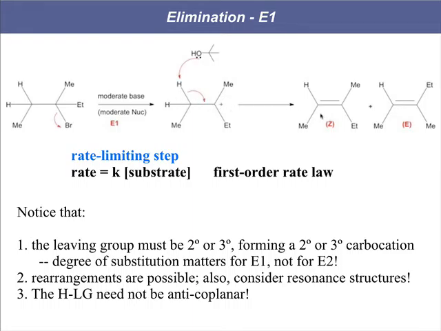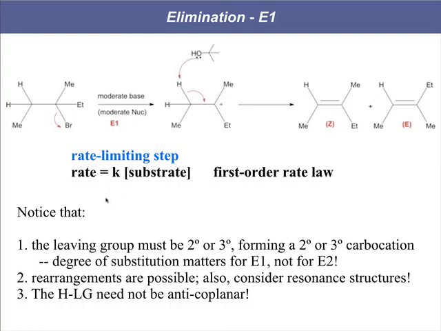You'll notice that we also can get E and Z. That doesn't change, but we are now first order. The rate limiting step in this reaction is the one where the leaving group leaves on its own. And that step only involves the substrate. It does not involve the base/nucleophile.